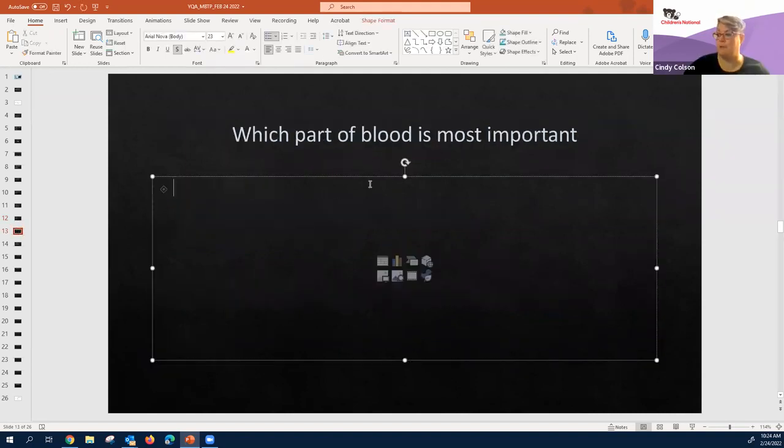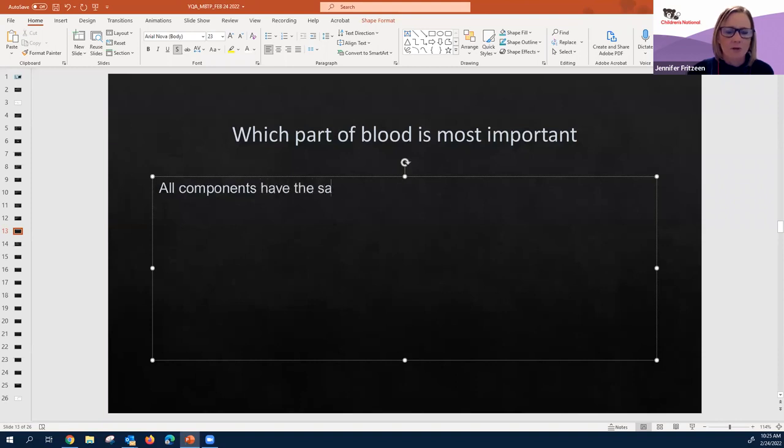Which part of the blood is most important? There's no component that's more important than the other. Remember, they all do different things, and in order to mimic whole blood, you need a little bit of all of it. So you have your red blood cells. They're going to increase your H and H, which is your oxygen carrying capacity. They'll also give some volume, which is needed for the acidosis and the volume loss.